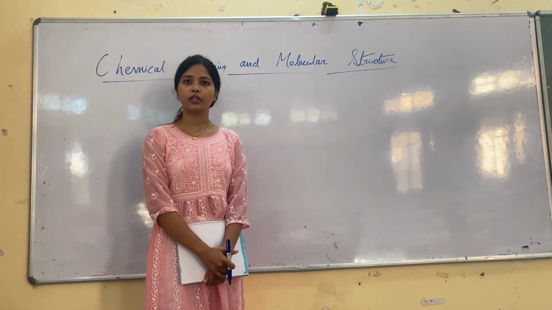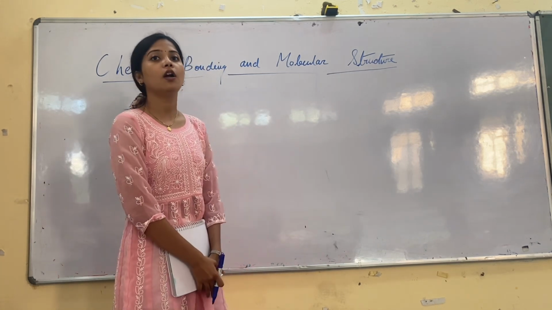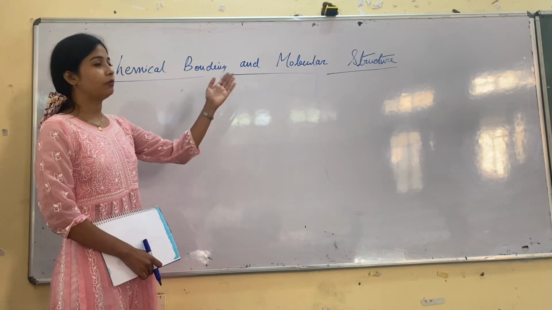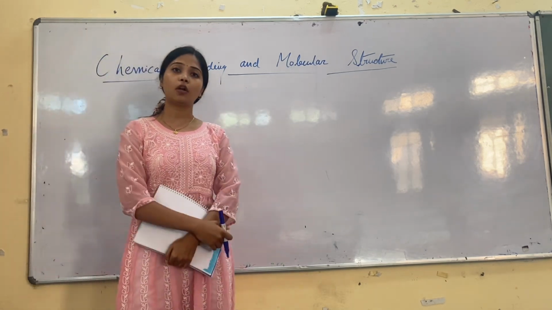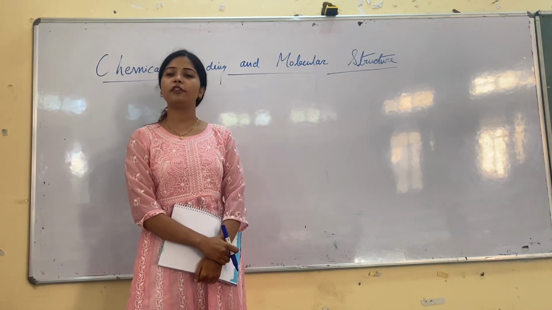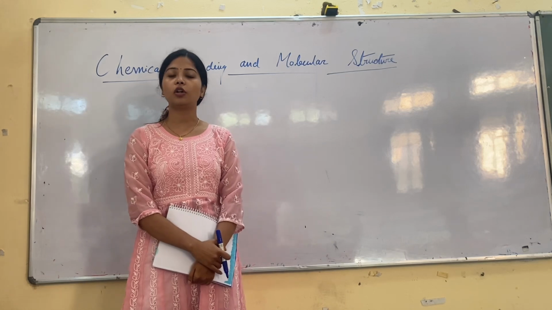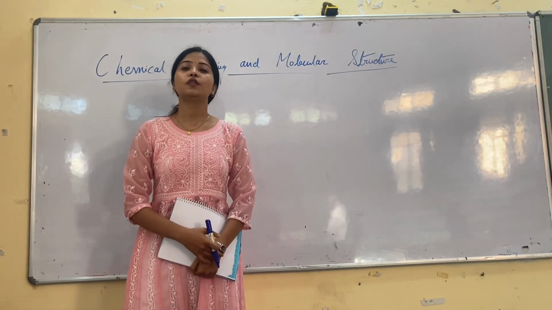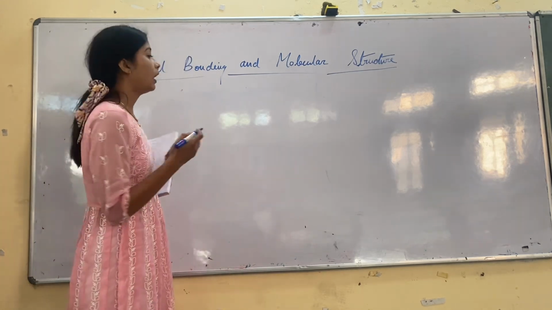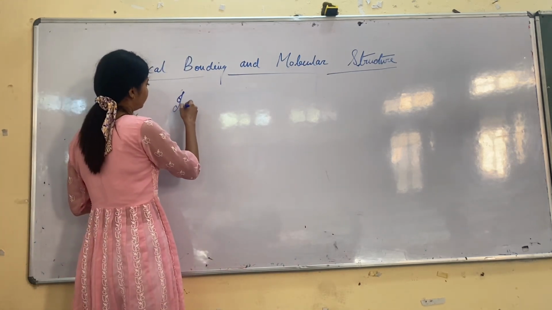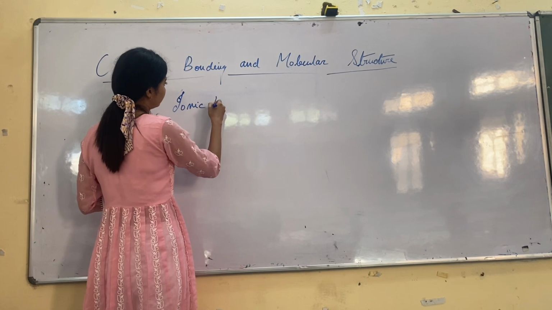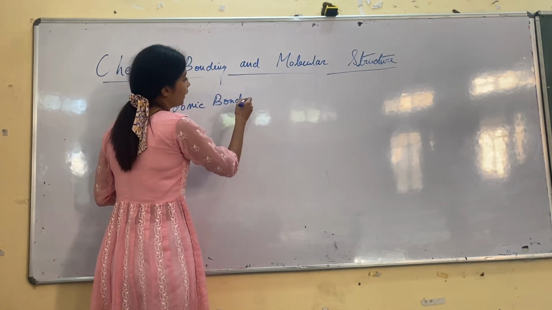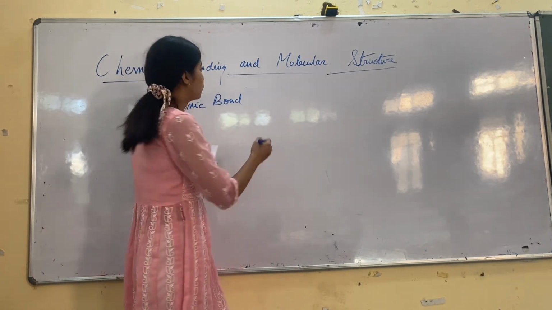Today we are going to learn about the initial concepts of the chapter Chemical Bonding and Molecular Structure. When we talk about chemical bonding, there are various types of bonding like covalent bond, ionic bond, metallic bond, coordinate covalent bond, etc. So today we are going to start with ionic bond. Now, ionic bond is also called electrovalent bond.